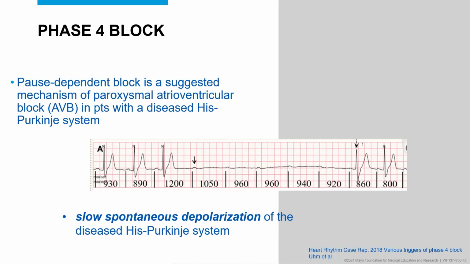Phase 4 block, also as part of a bradyarrhythmia mechanism, think of disease within the fascicular system. So His-Purkinje system, it's leaky, the resting membrane potential has changed. It's more difficult for depolarization to occur. So bradycardia-dependent, pause-dependent block. If there is block, the leaky membrane makes it less likely for depolarization to occur. So phase 4 block in that restitution phase.